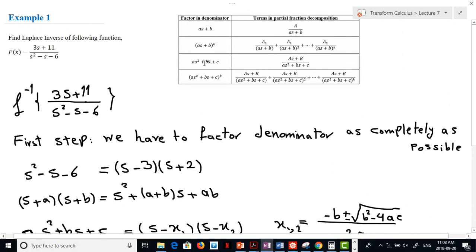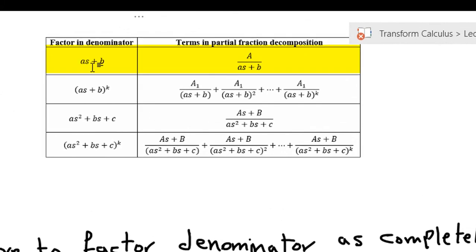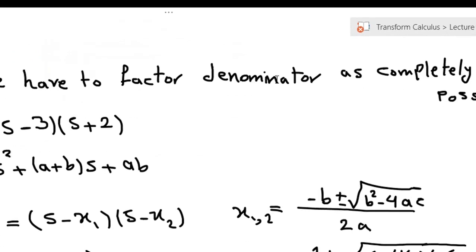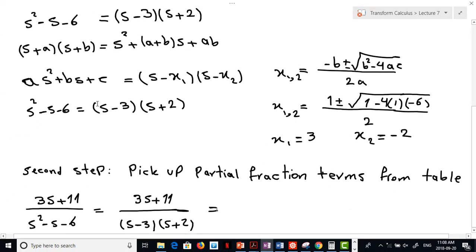If we see the table, if we have as plus b, we are in the first category. So the term in partial fraction is A capital over as plus b. So the term in partial fraction for s minus 3 is A capital divided by s minus 3, plus.